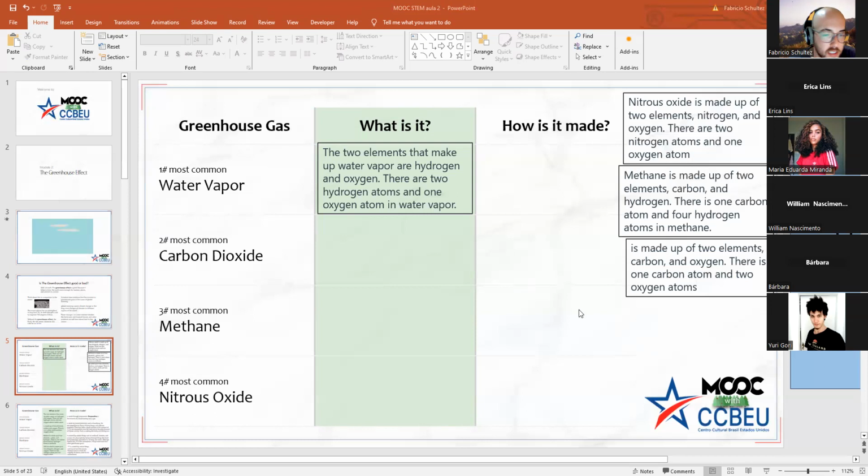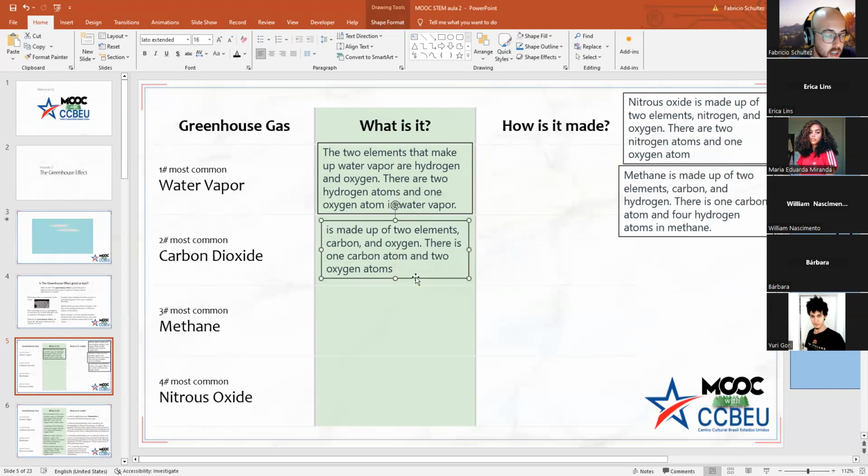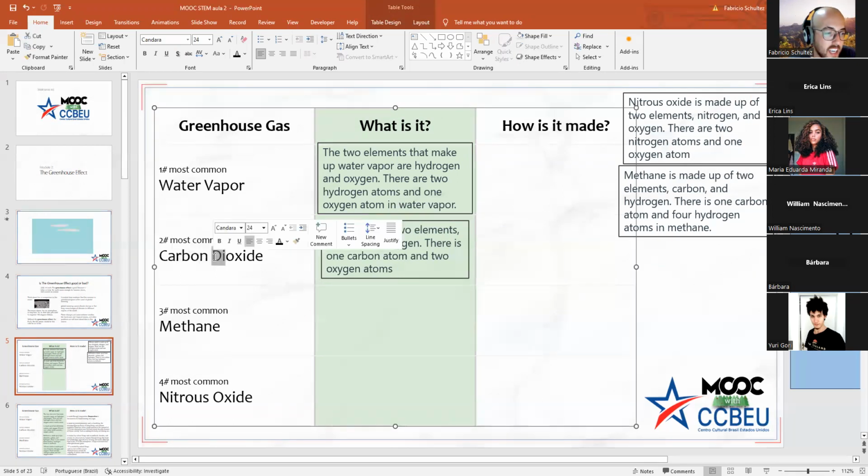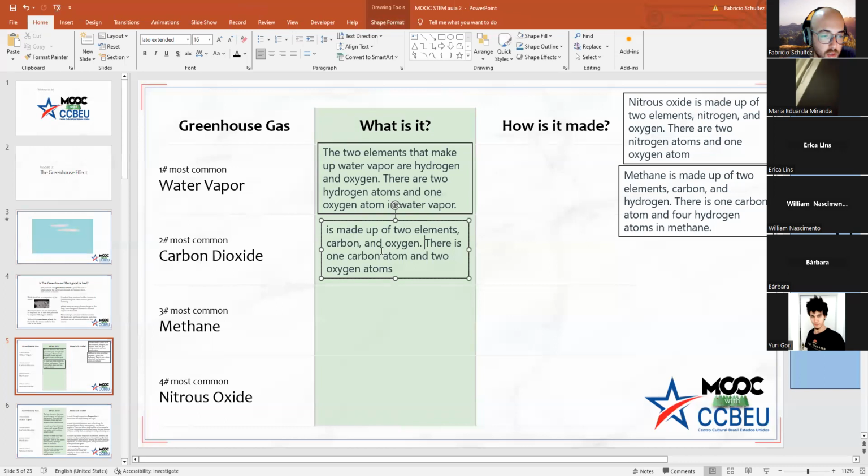I think I made it too easy, right? It's here. So carbon dioxide is made of 2 elements, carbon and oxygen. Look, it's in the name. Carbon di is 2, oxide as oxygen. So carbon dioxide. There is 1 carbon atom and 2 oxygen atoms. Maria, só para avisar, se ligou sua câmera, talvez sem querer, não sei. Olha só. So it's made up of 2 elements, carbon and oxygen.